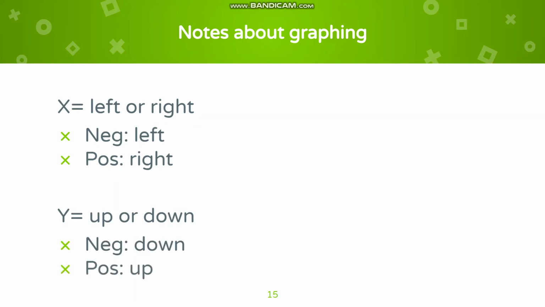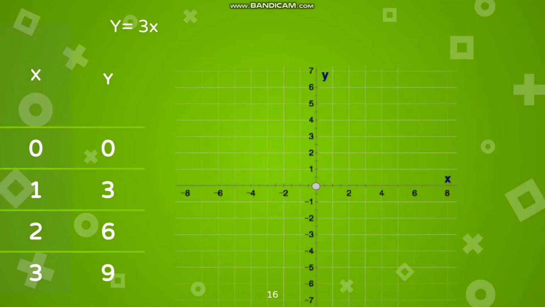Down is negative, and up is positive. So I gave you an equation and I already have a pre-made chart. Let's try to graph that. Remember, when you're graphing, you always start at the center. So 0, 0, I have my dot there. In this case, it's 0, 0, because if x is 0, then y would equal 0.